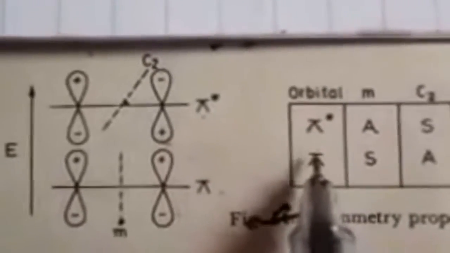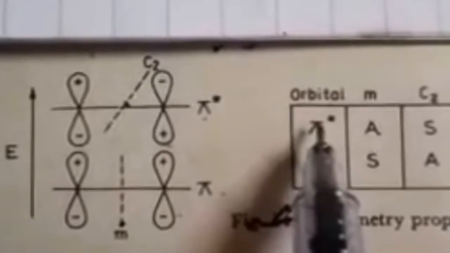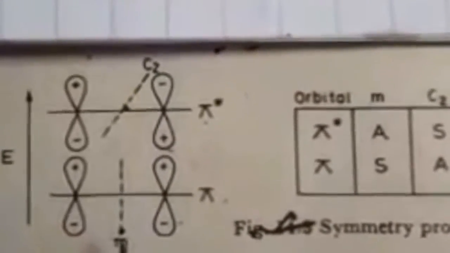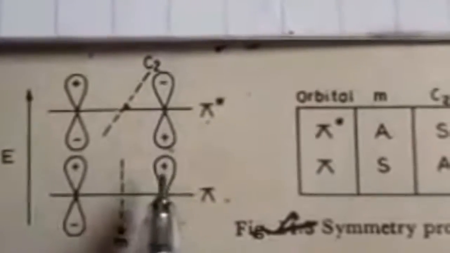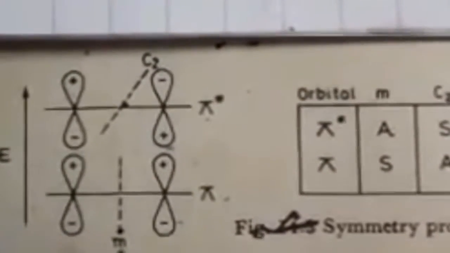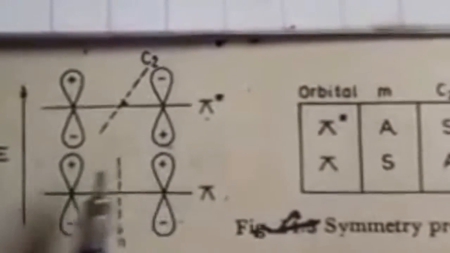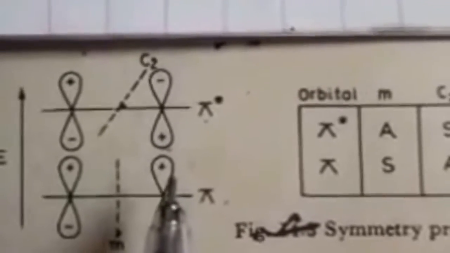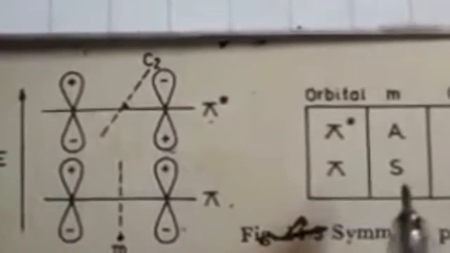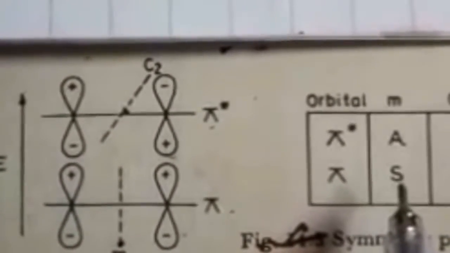Now here you see mirror plane symmetry and C2 axis of symmetry for pi bond and pi star bond. Mirror plane symmetry means consider here a mirror. So this one is mirror image of this one. That means with respect to mirror, these two orbitals are symmetric. That's why this is pi bond. So pi bond with respect to mirror plane symmetry is symmetric.